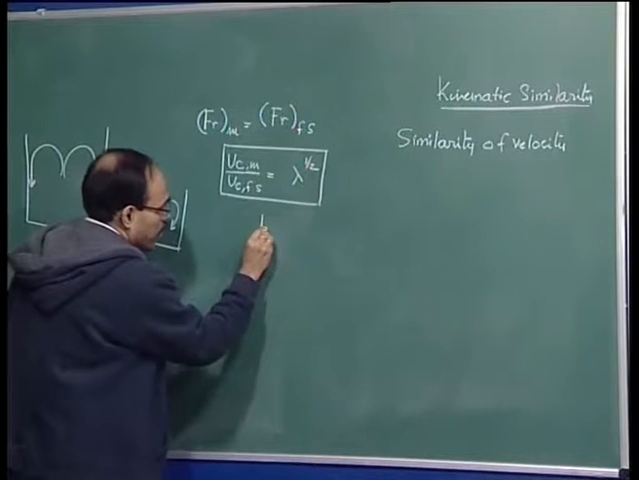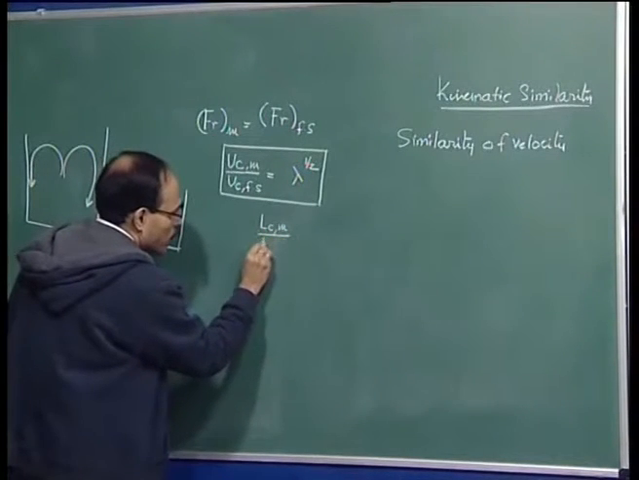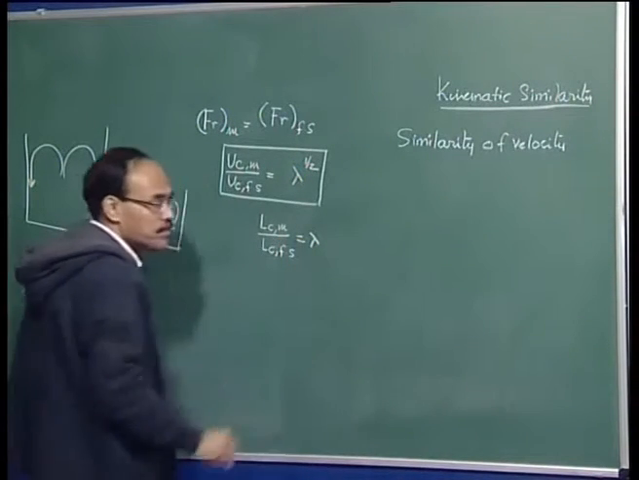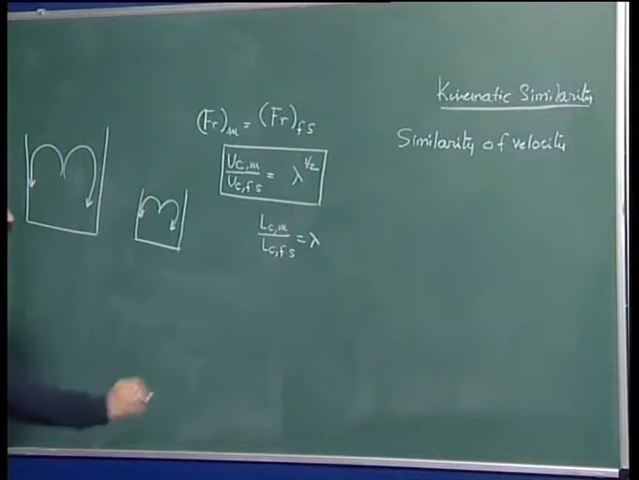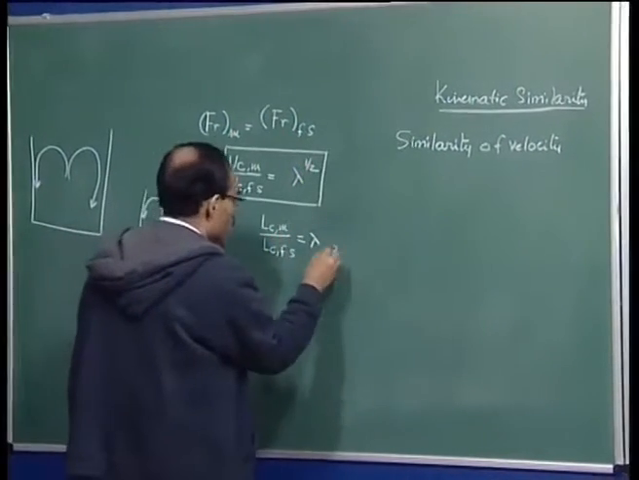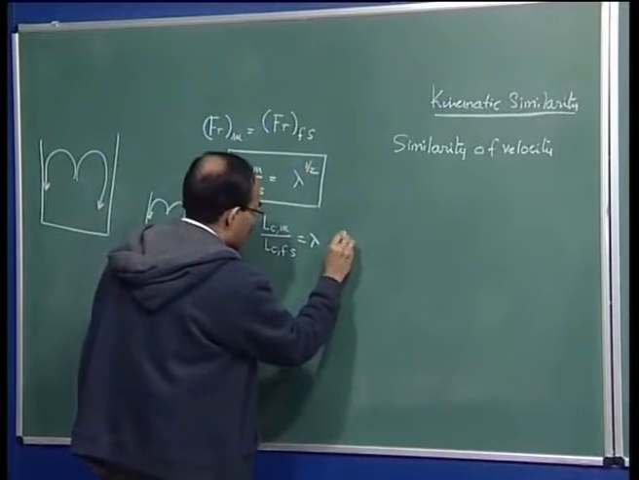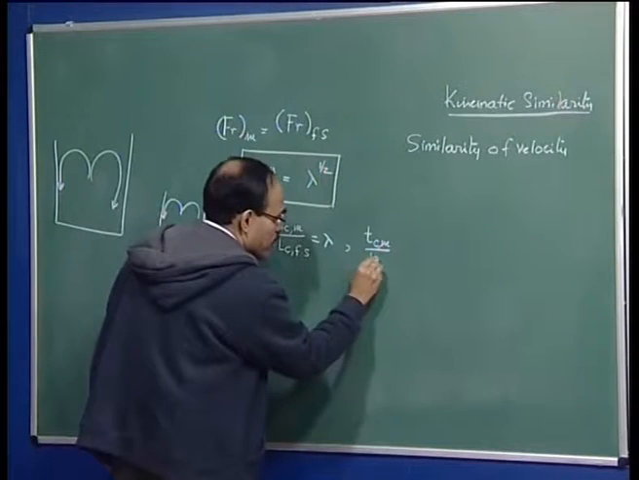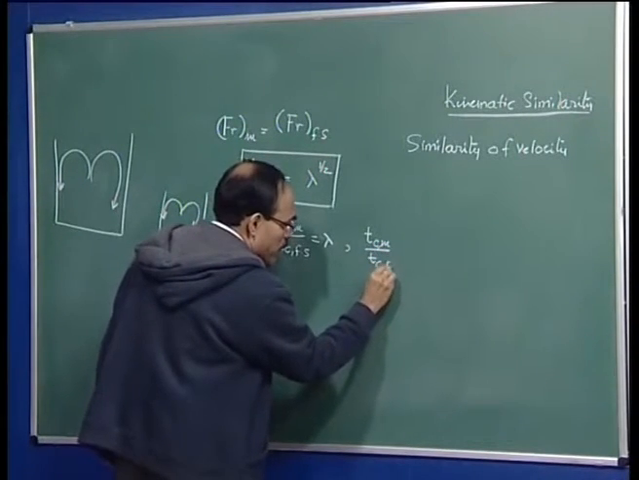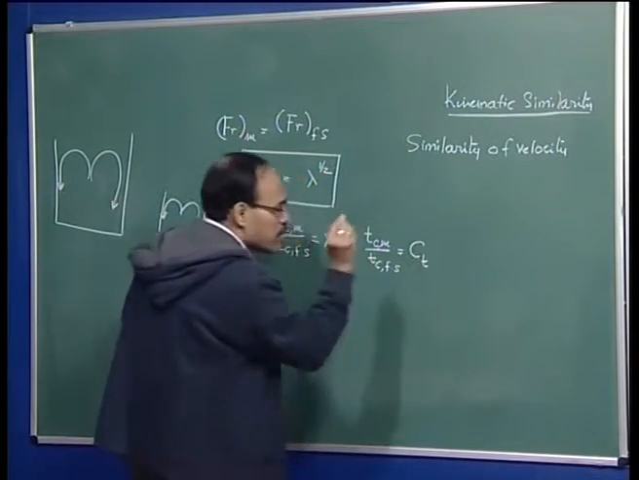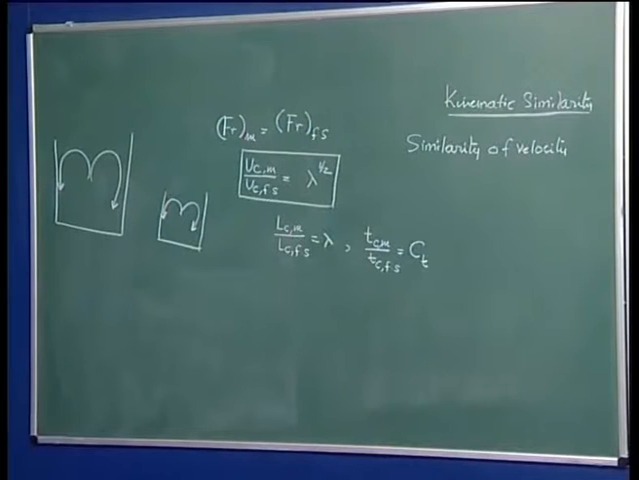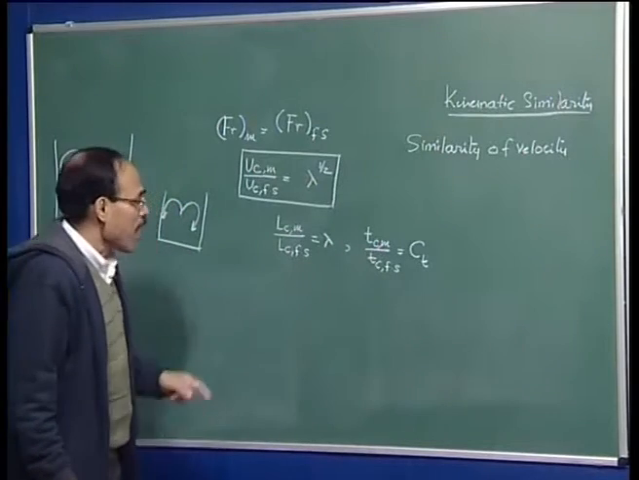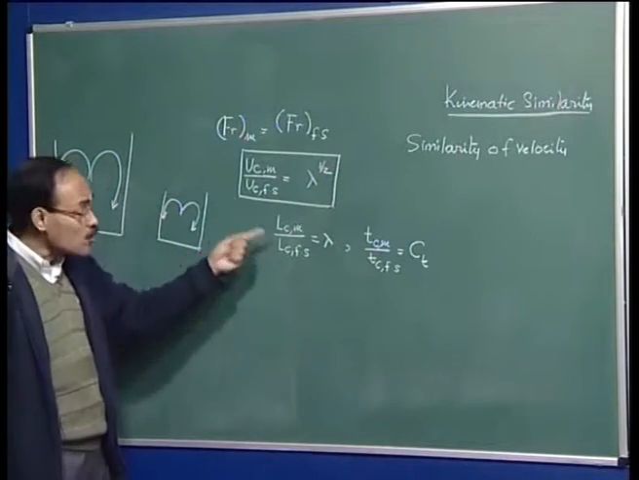We know that L_C, the characteristic length in the model to the characteristic length in the full scale, is always equal to lambda. And kinematic similarity says that we are going to have a characteristic time scale T_C, the characteristic time in the model by the characteristic time in the full scale, and that is equal to some constant C sub t. I do not know the value of that constant, but we must understand that on the basis of this I can find out the corresponding ratio of velocity.